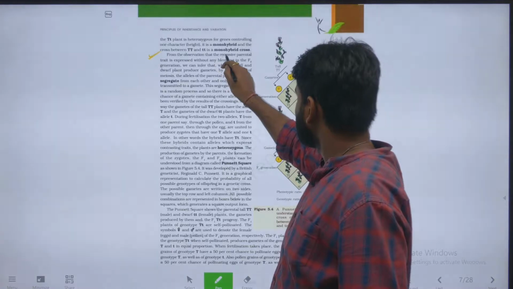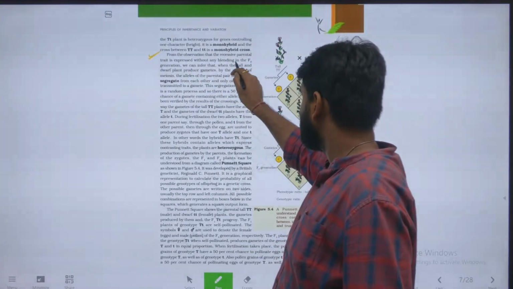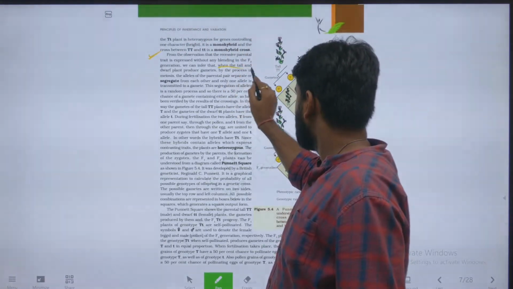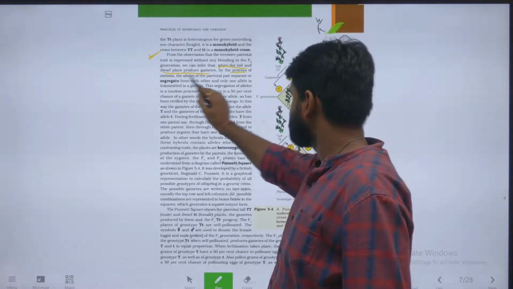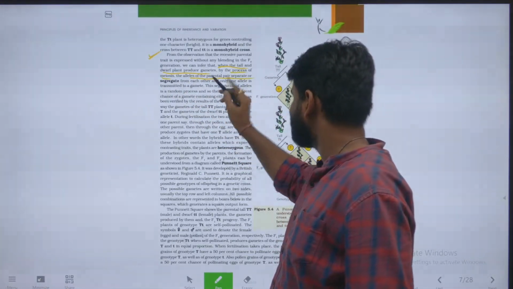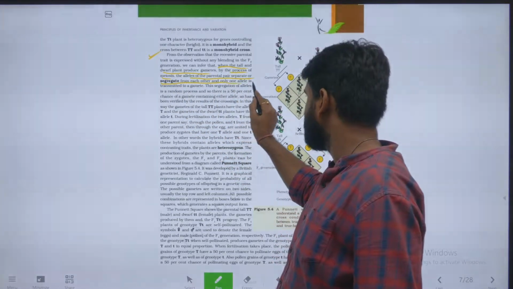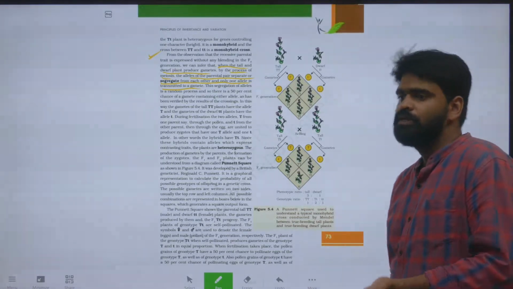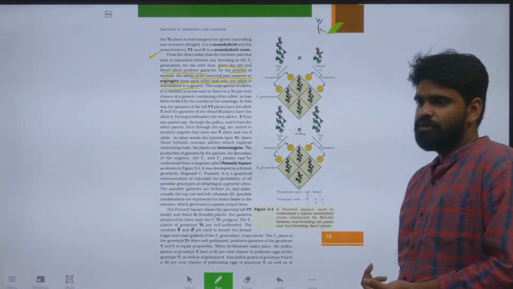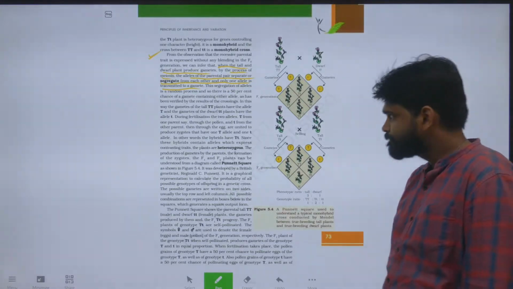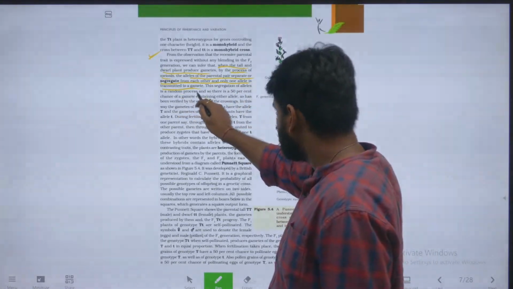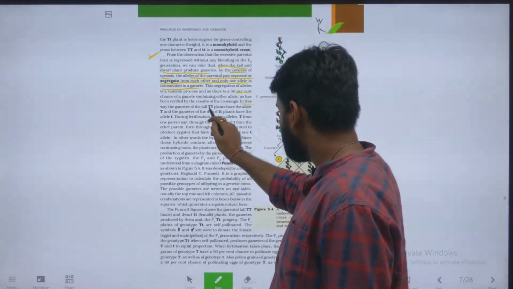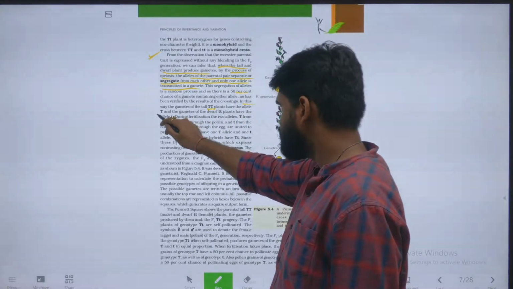From the observation that the recessive parental trait is expressed without any blending in the F2 generation, we can infer that when tall and dwarf plants produce gametes by meiosis, the alleles of the parental pair separate or segregate from each other and only one allele is transmitted to a gamete. That's what we call the law of segregation. During gamete formation, the pair of factors separate. This segregation of alleles is a random process, so there is a 50% chance that a gamete contains either allele. In this way, gametes of the TT parent will have T only.